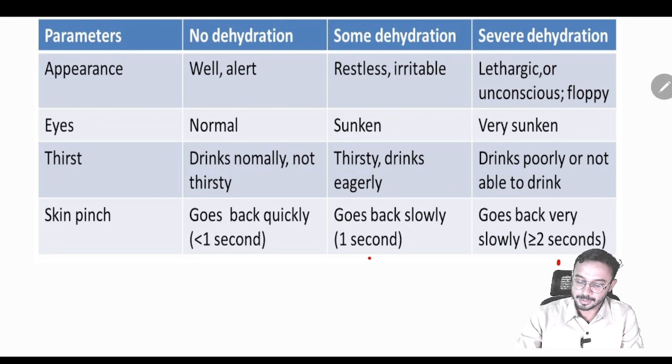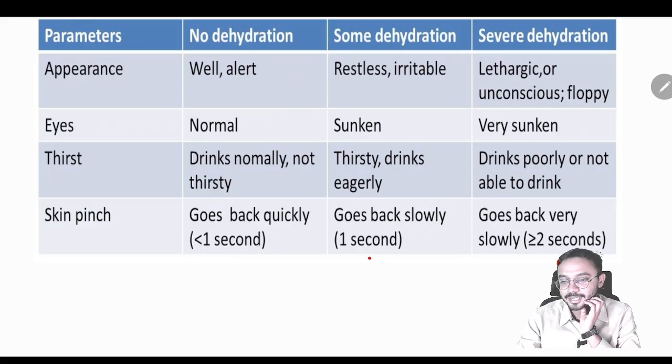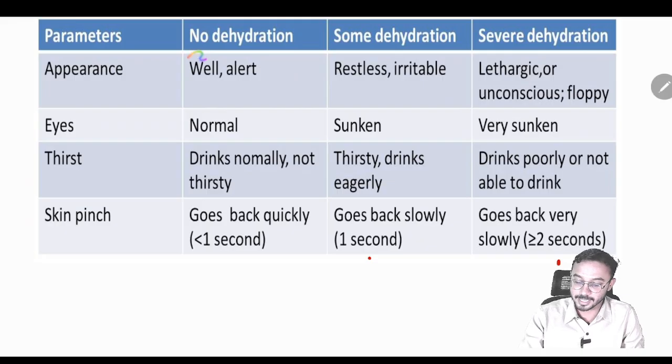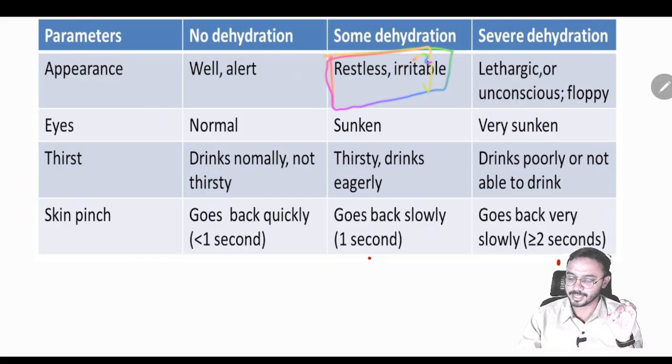Here there are three categories: no dehydration, some dehydration, which is also known as mild to moderate dehydration, and severe dehydration. How is the child appearing? If the child is well and alert, there is no dehydration. In some dehydration, the child is restless or irritable. In severe dehydration, the child is unconscious, floppy or lethargic.